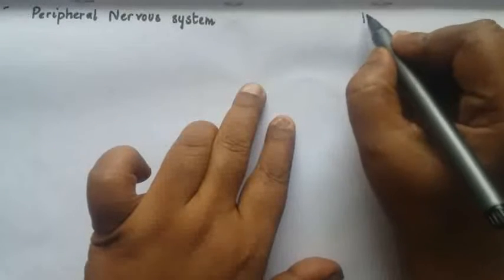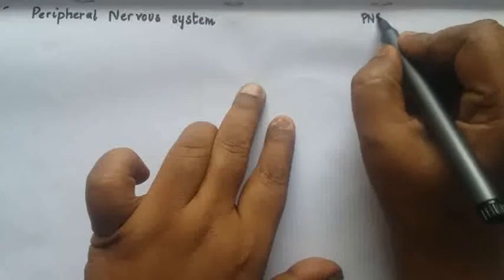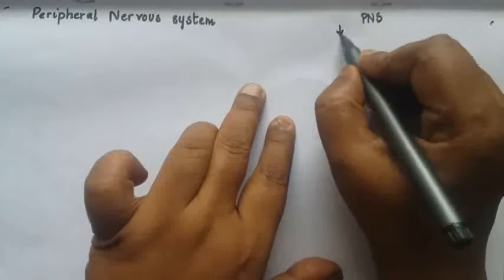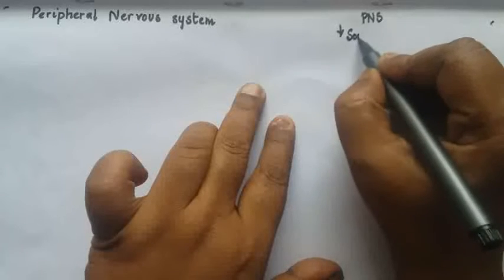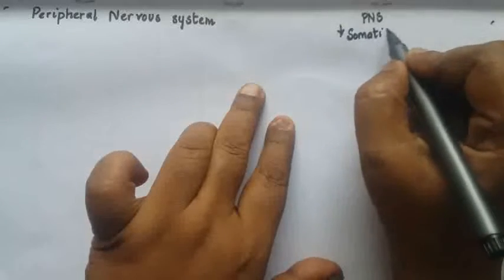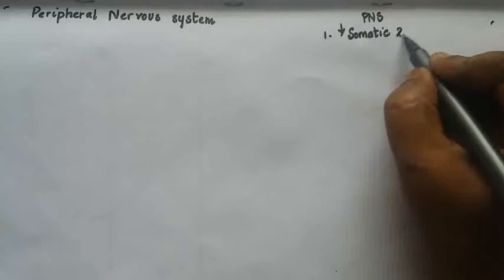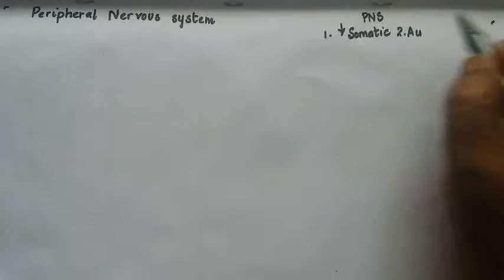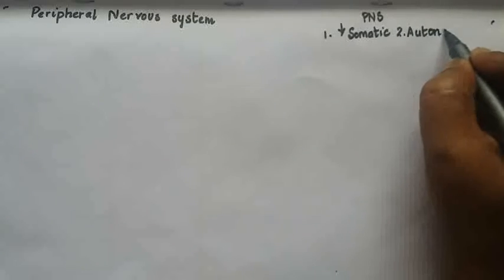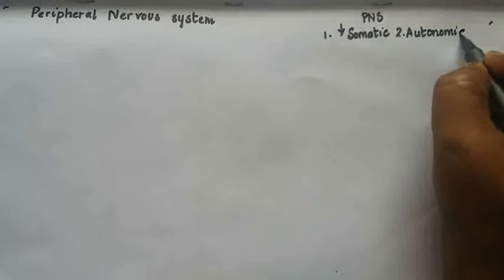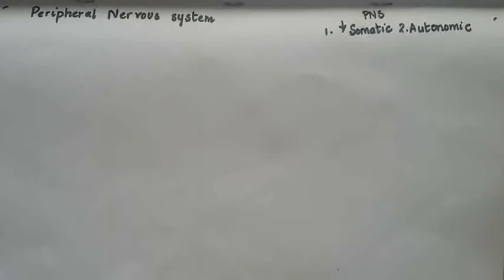In the beginning, when I taught you about the divisions of the nervous system, you already became familiar with the word PNS, that is the peripheral nervous system, which is divided into two parts known as the somatic nervous system followed by the autonomic nervous system. Now let us study the somatic nervous system.